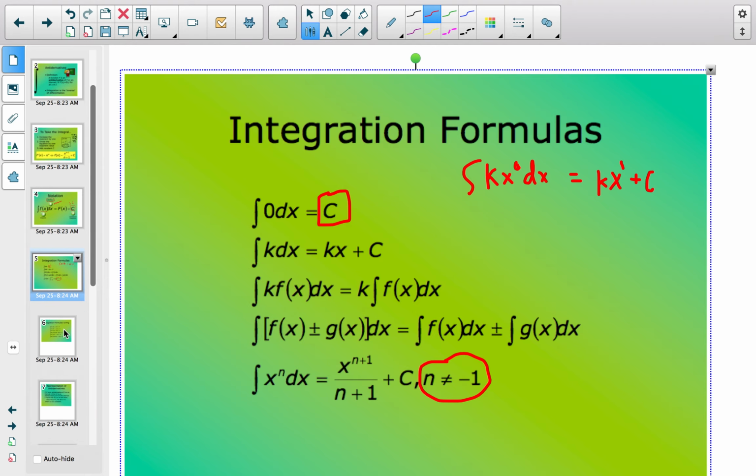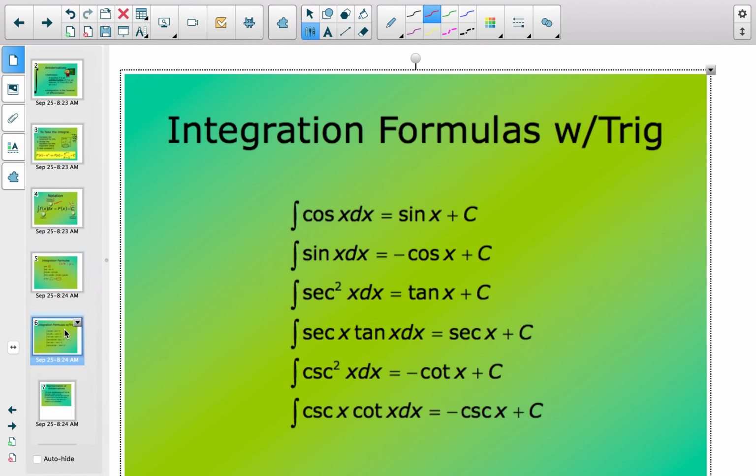Okay. Some common trig functions that you're going to want to know the antiderivative of, just like your differentiation. You're going to want to know the formulas for your trig. You got to know them. The integral of cosine is sine. That makes sense because the derivative of sine is cosine. The integral of sine is minus cosine. Okay, that makes sense because the integral of cosine is negative sine, and then the negative of that is positive sine.